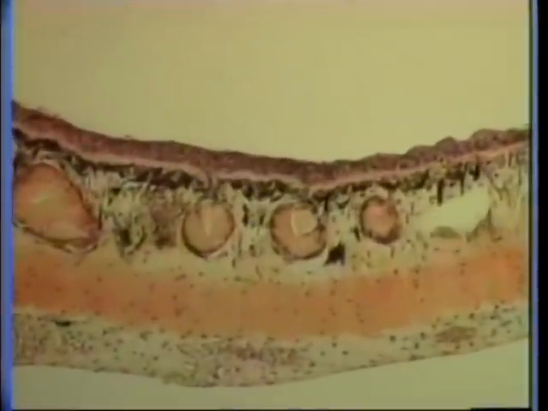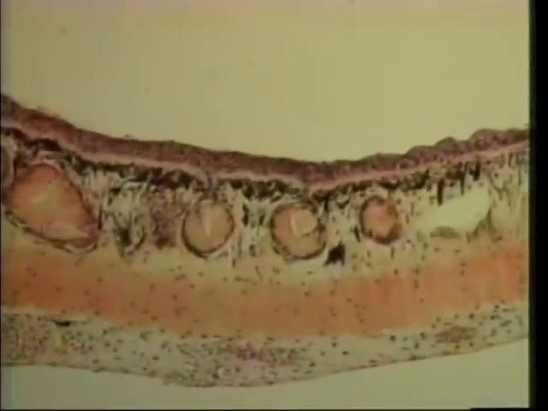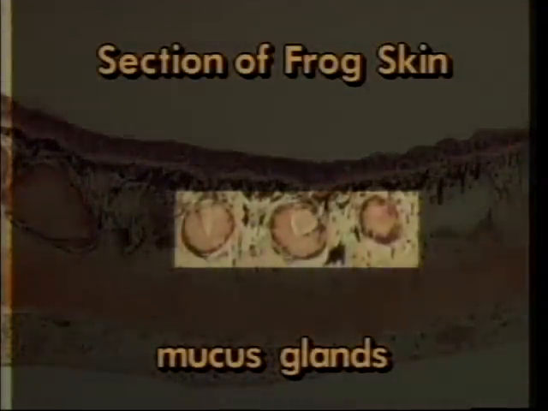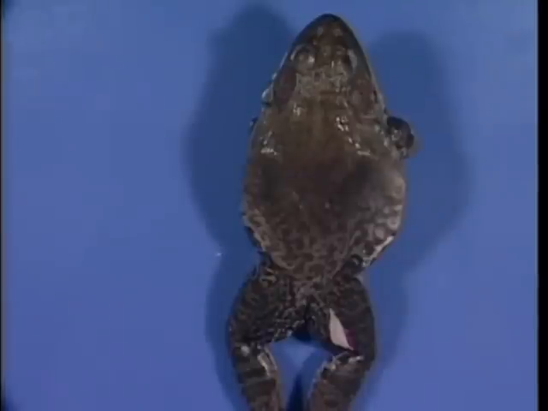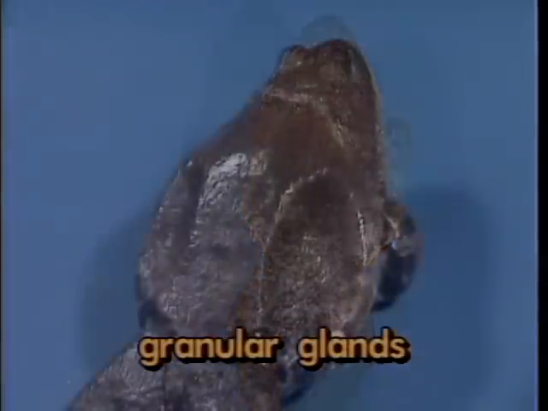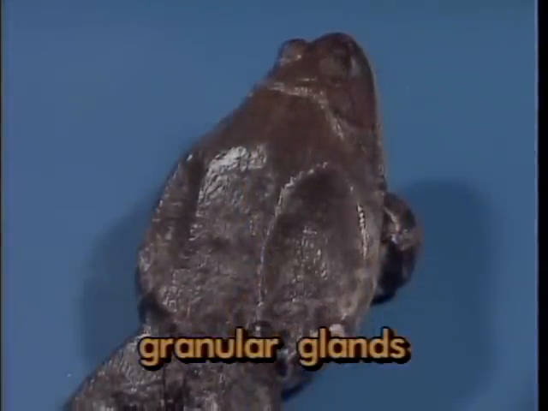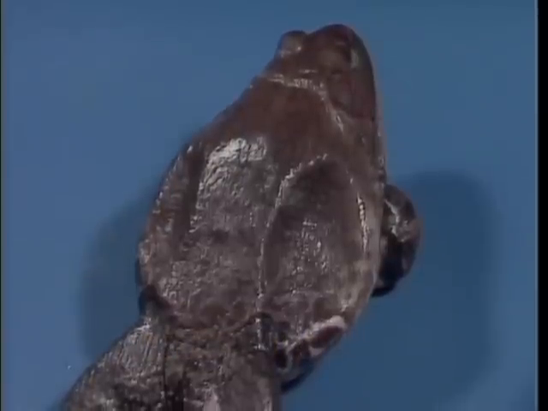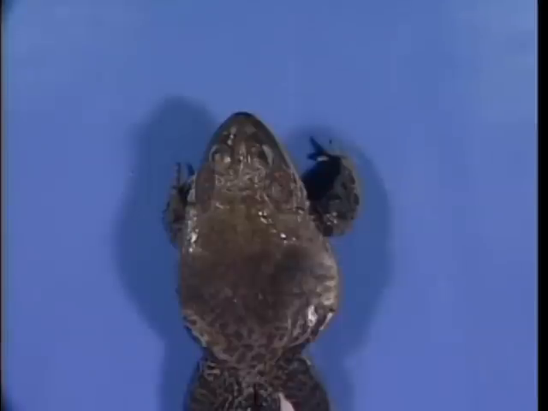The skin also contains many microscopic mucus glands. Mucus keeps the skin moist, aiding in cutaneous respiration, and slows the rate of water loss to the air. In other species of frogs, modified mucus glands, called granular glands, produce chemical irritants, and in some, toxins which are used as a defense against predators.